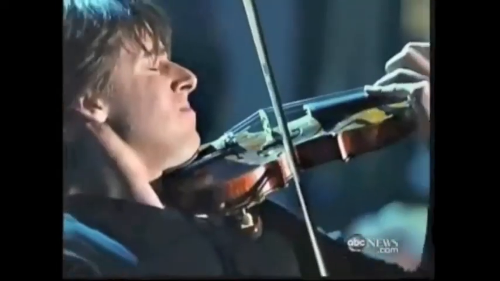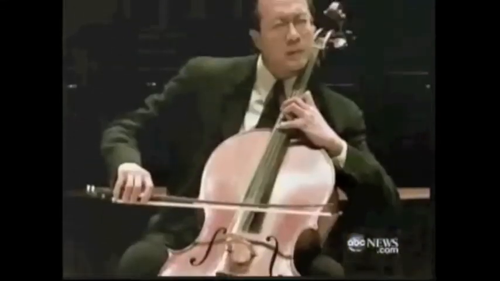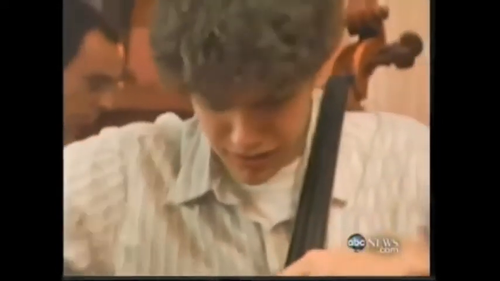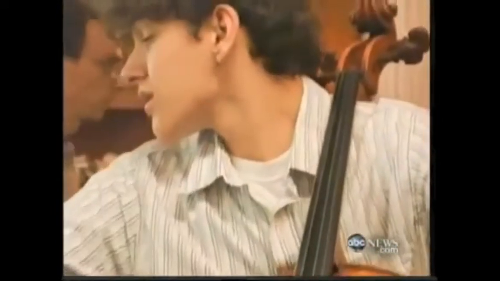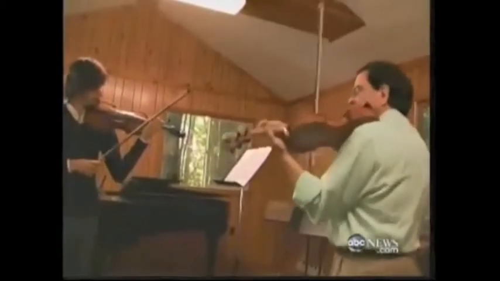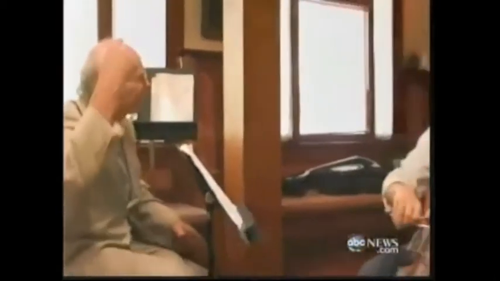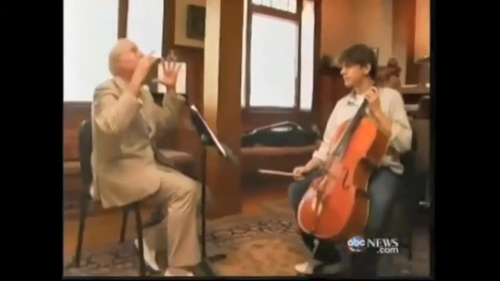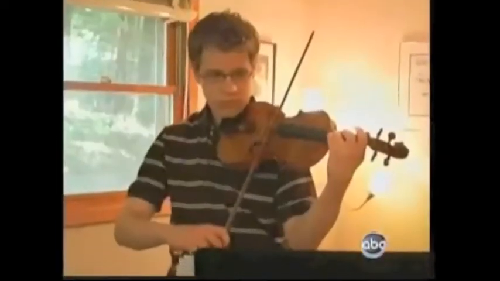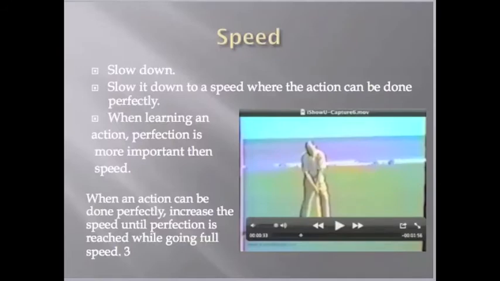Yo-Yo Ma, Joshua Bell, Itzhak Perlman, some of the greatest classical performers in the world today. Learning this way is not easy, breaking things down into small steps. It's being interrupted. It's much more intensified. When you come in there, it's having to try the same small section over and over. Second component is speed. You want to slow it down.